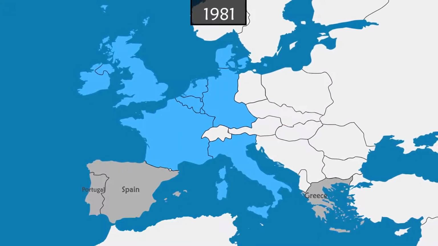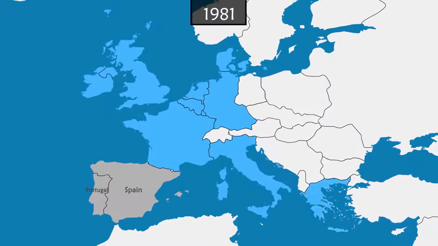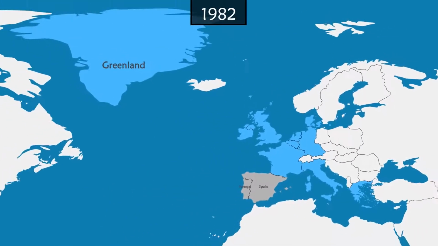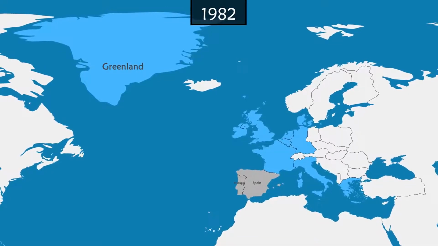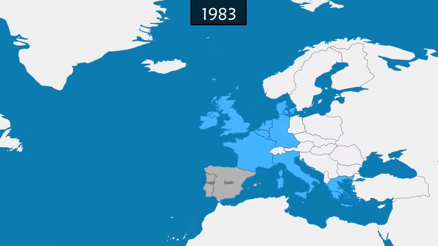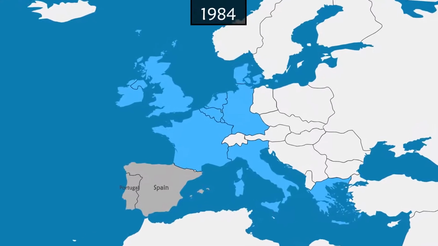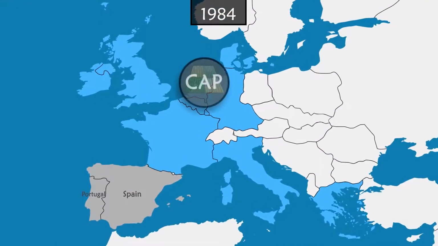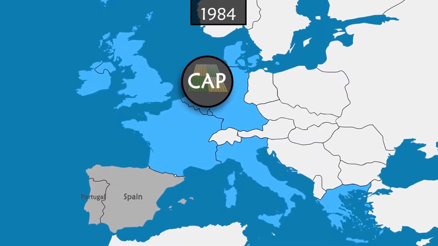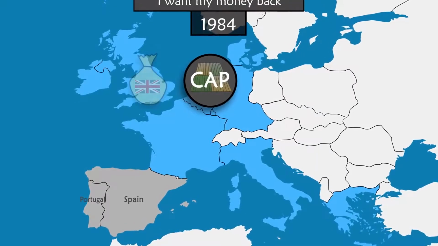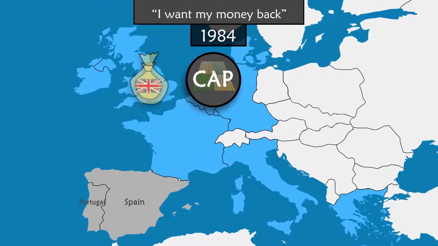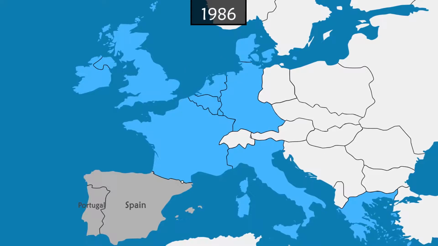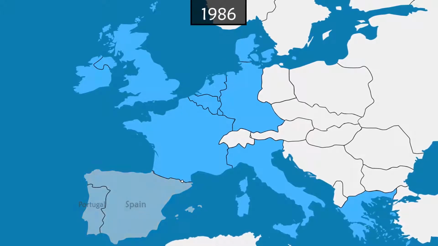In 1981, Greece joins the community, while the following year, Greenland, which receives more autonomy from Denmark, chooses to leave the community after a referendum. In 1984, the United Kingdom under Margaret Thatcher says it does not benefit enough from the Common Agricultural Policy, which then represented 80% of EU spending. The country negotiates to obtain a reduction in its contribution to the community's budget. In 1986, Spain and Portugal joined the community.